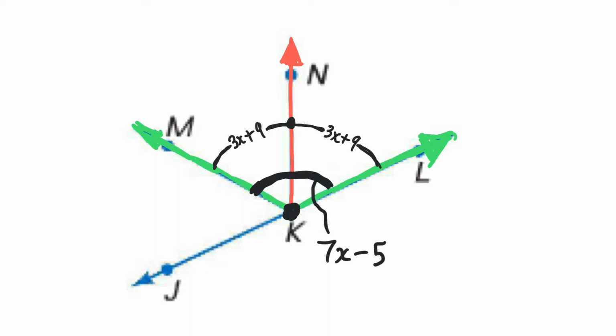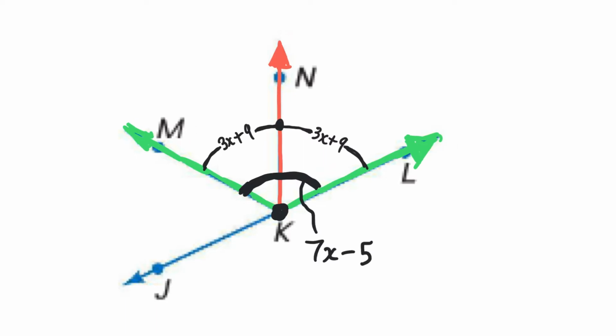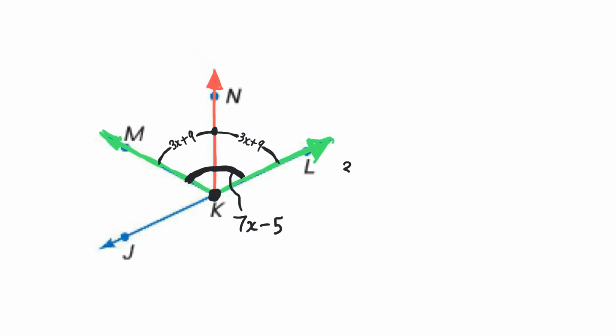Okay, so now this goes back to the stuff we did in our last test, where the two smaller pieces add up to equal the whole thing. So it's going to be like this: 3x plus 9, that's this one, plus 3x plus 9, that's this one, add up to equal 7x minus 5.